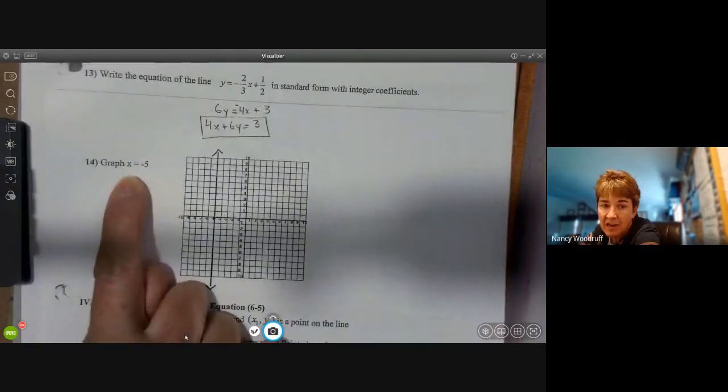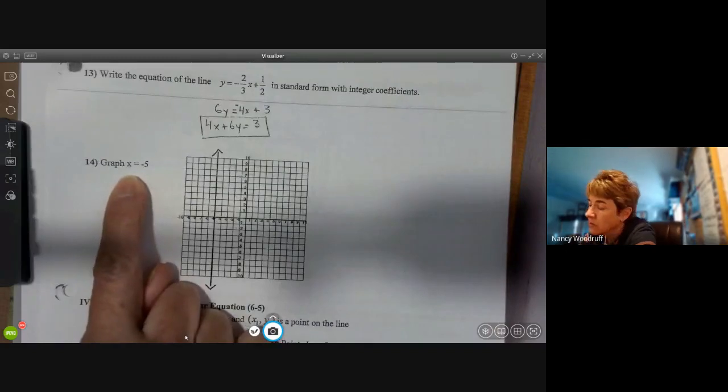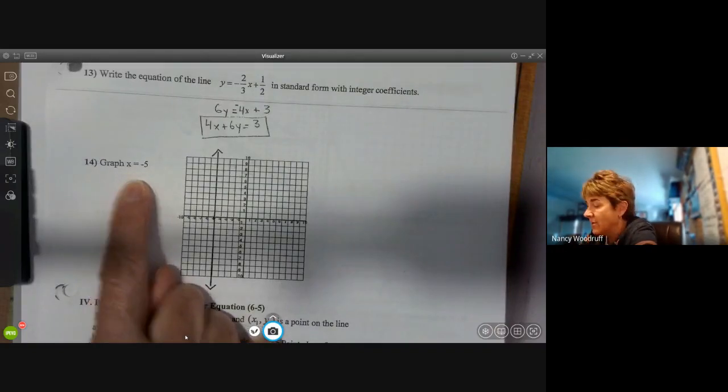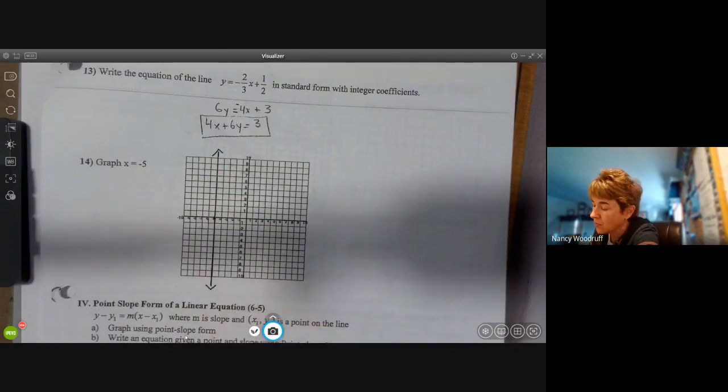Graph this guy. He is a vertical line through -5. And if you forget, just think that every point on the line has to have an x of -5. So -5, 1, -5, 5, and so forth.